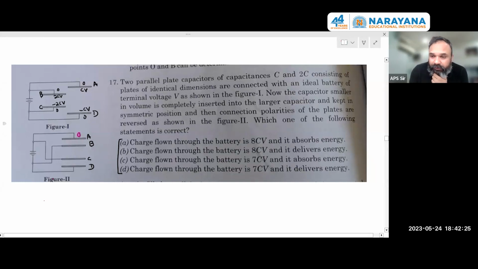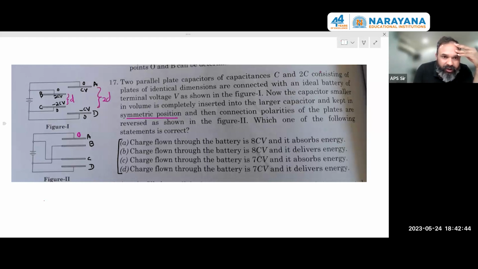And remember one thing, they have categorically given that the plates are inserted symmetrically, completely inserted and kept in a symmetric position. If I take this distance as D, I was quite clear that this distance is 2D, because areas were the same and capacitance was half, so distance is twice. And here, if this distance is D, the total was 2D. So this is D by 2 and this is D by 2, because he has said that I have kept it in a symmetric position. So these are a few things I can analyze before solving the problem.